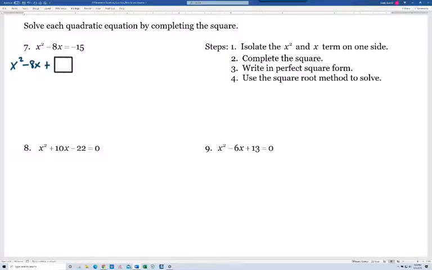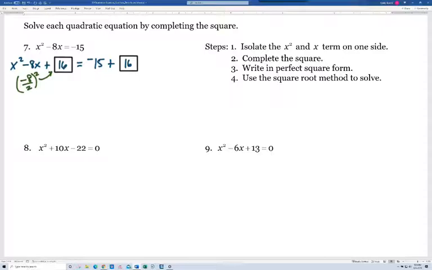And of course, if we're adding something to the left, we'll need to add that same thing to the right. We know whatever we do to one side of an equation, we have to do to the other. So let's complete the square on the left. We know that we want to take half of negative 8 and square that. Well, that's negative 4 squared, or 16. And so we need to make sure we're adding 16 to both sides.